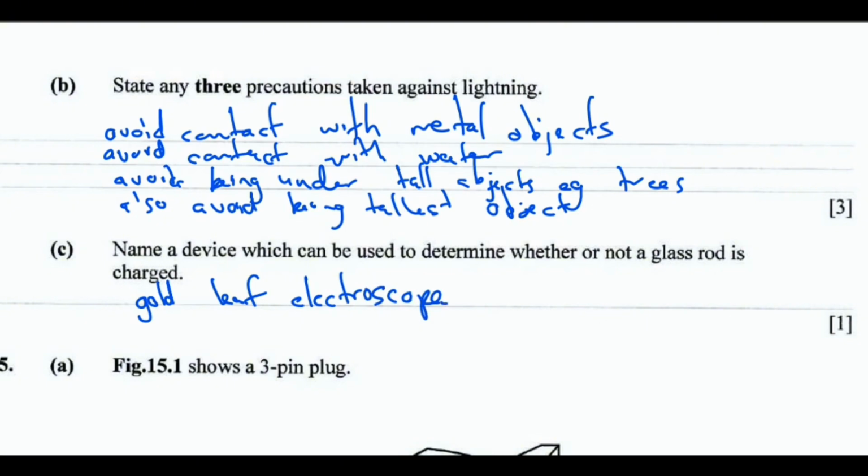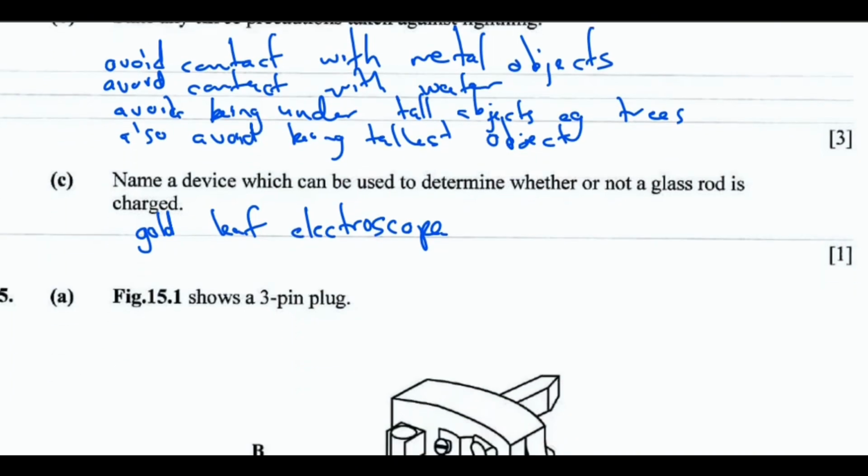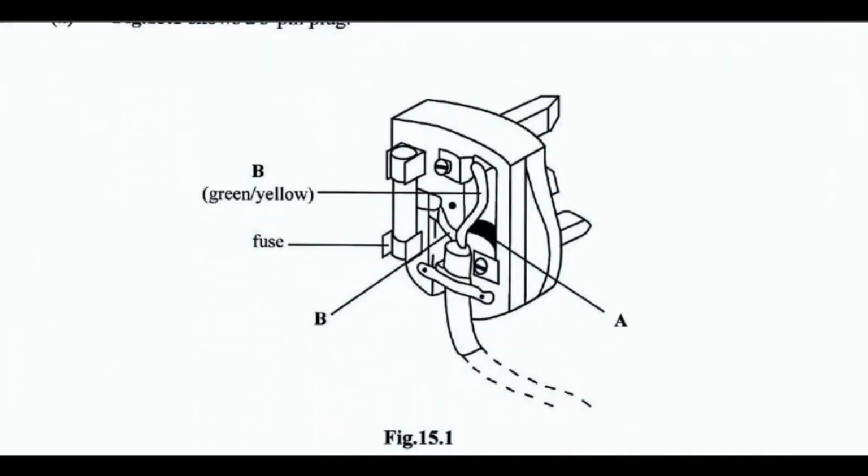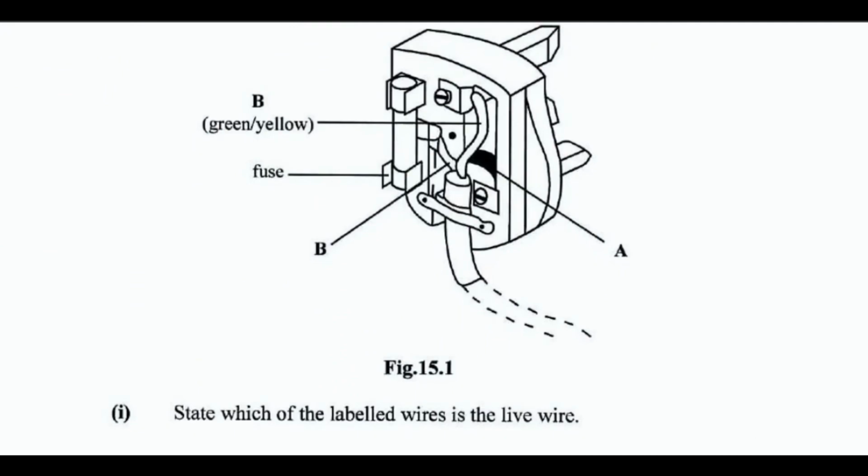The last question, question 15, shows a 3-pin plug. You can see here that there's a fuse, so you should know that the wire which is connected to the fuse is the live. Then the one in the middle here, which is long, which is green and yellow, obviously, it is the earth. And then the other one connected to the other side is the neutral. Okay. State which of the labeled wires is the live wire.